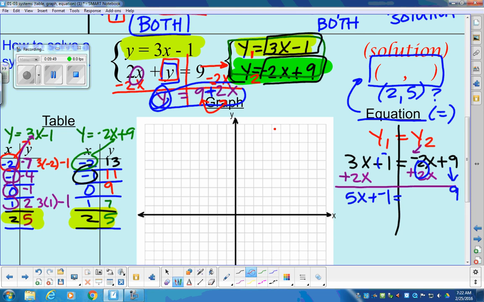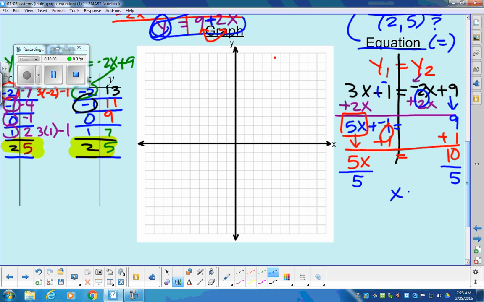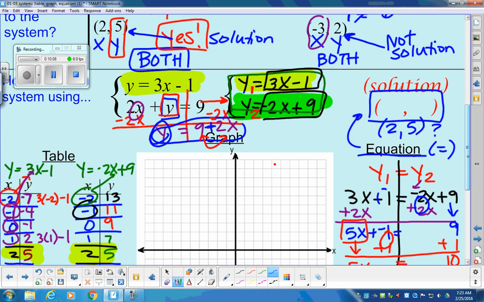Hand method kicks in. I'm going to take my hand and cover all of that. I'm going to add 1, copy, paste. If I haven't used it, I drag it down, and I have 10 on the right. So I have 5x equals 10. Divide by 5, copy, paste. So my x value is equal to 2. I'm pretty sure that the x value is equal to 2.